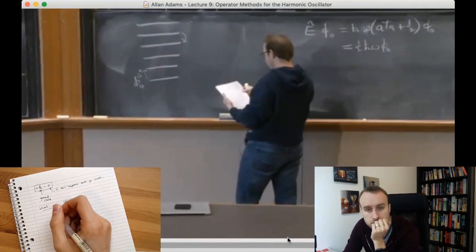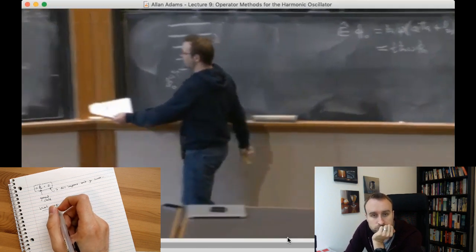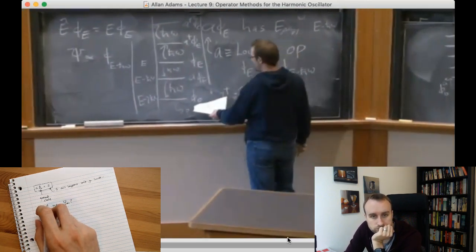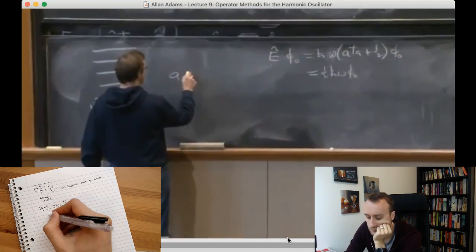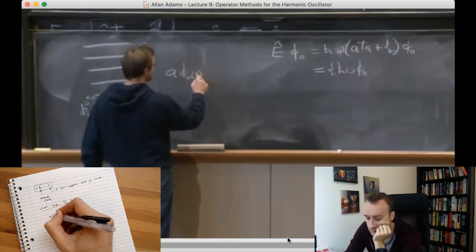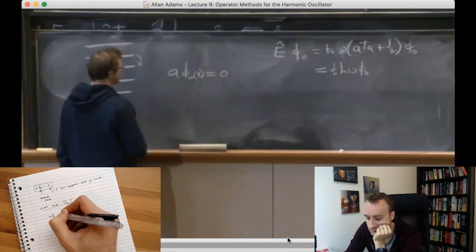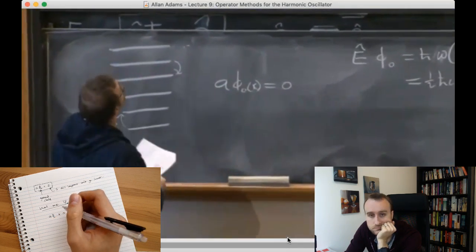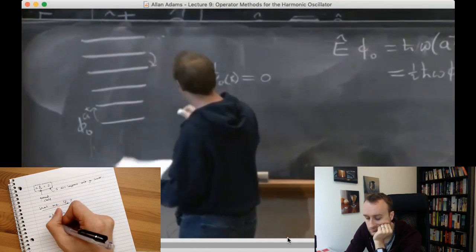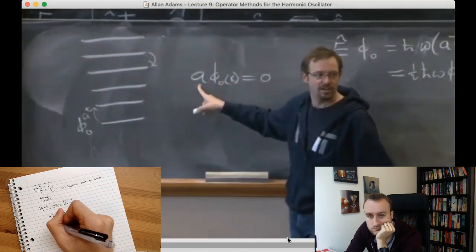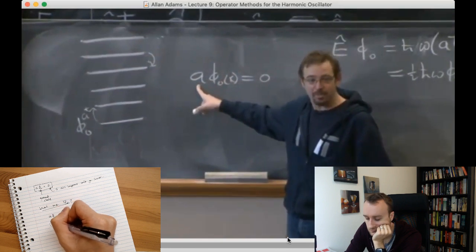But now we have a very nice thing we can do. What's true of the ground state? Well, the ground state is annihilated by the lowering operator. So that means that a, acting on phi 0 of x, is equal to 0. But a has a nice expression, which, unfortunately, I erased. Sorry about that. a is equal to x over x naught plus i p over p naught.